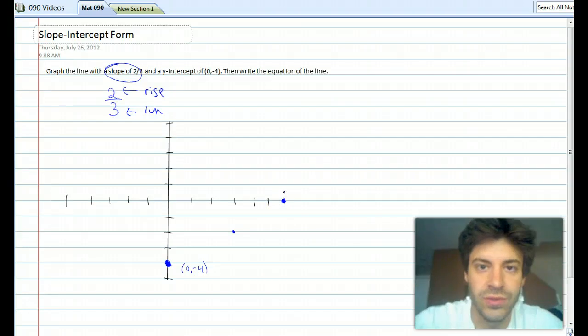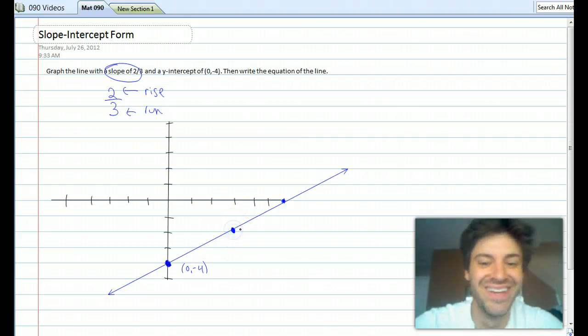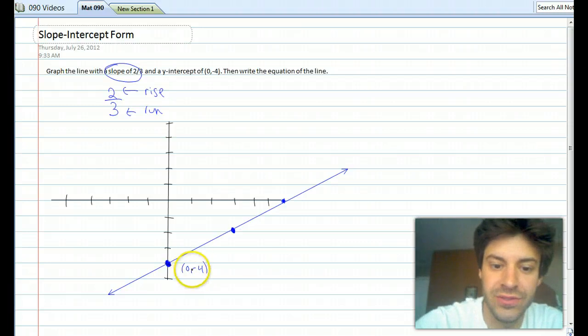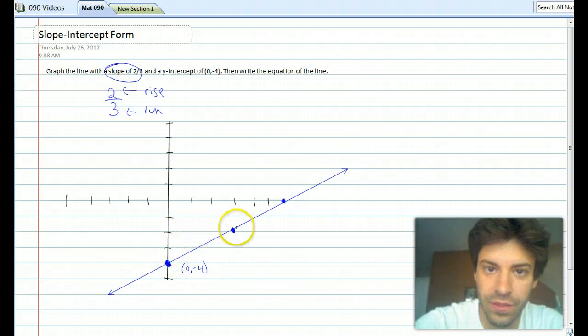Now to get an actual graph of the line, all we have to do is connect the dots. So connect your dots as best you can. It always helps if you make your dots really big. And there is the graph of our line that has a y-intercept of (0, -4) and a slope of 2/3.